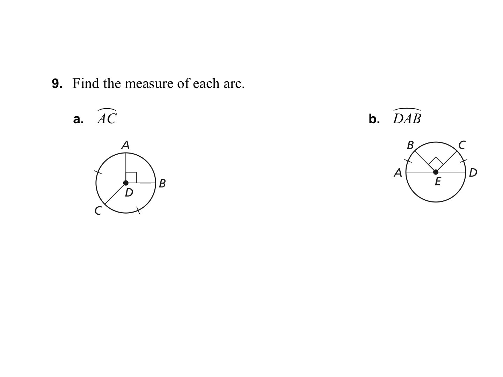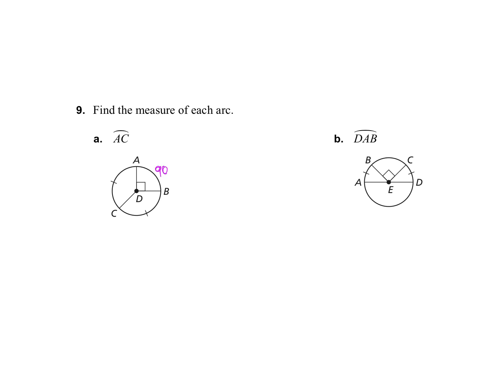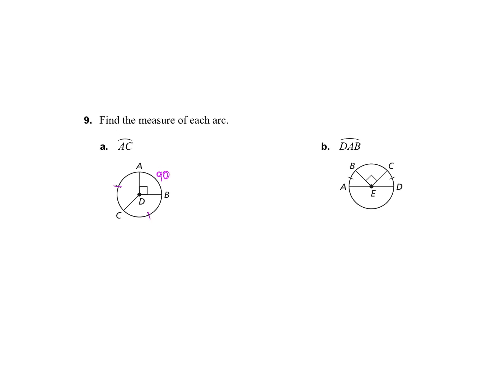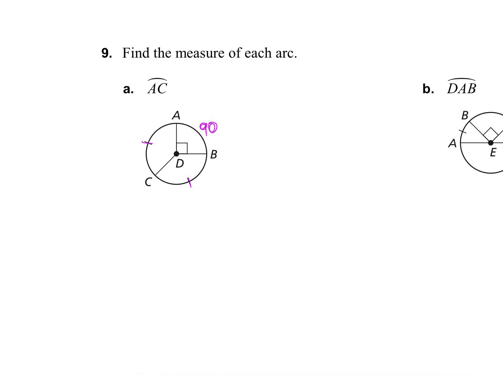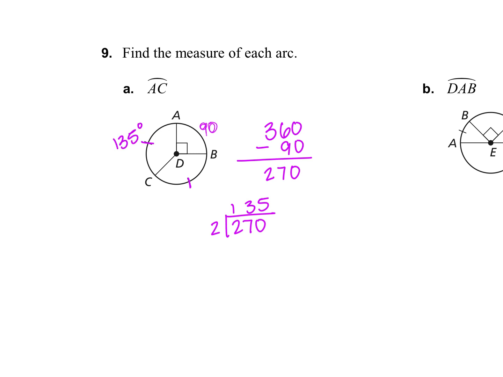So looking at this one, you know that this is 90 degrees. And then you know that these two symbols mean they're congruent. So now for this one, all you have to do is solve it. Let me zoom in a little more. All you have to do is solve it knowing what you know. 360, because that's the entire thing, minus 90. You're going to get 270. And because these are both congruent, 270 divided by 2, you're going to get 135. So AC is 135 degrees. That's your answer.